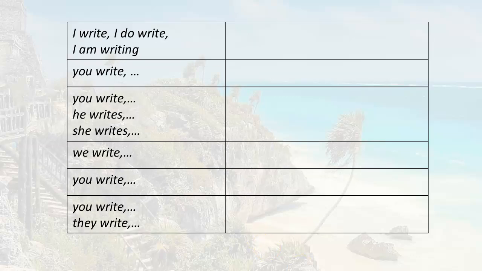If I want to say in Spanish, I write, I do write, or I am writing, remember we start with the root, which you find by removing the IR. So we have our root and we have our subject pronoun. All we have to do is add our ending here. Yo escribo. Yo escribo, which means I write, I do write, or I am writing.